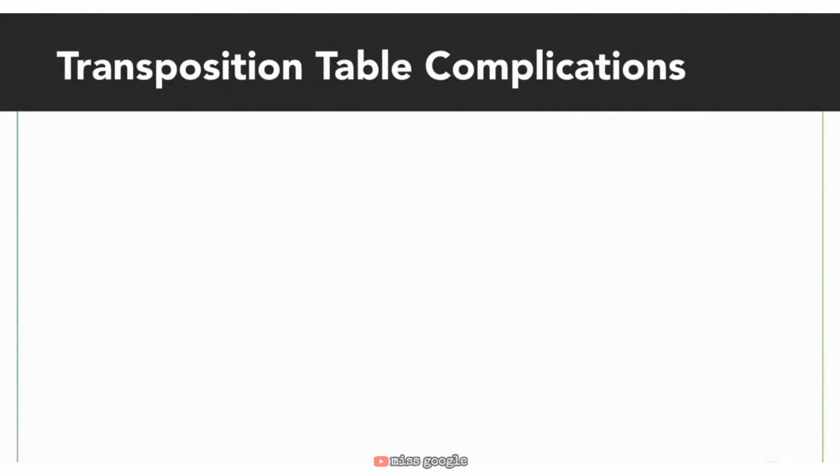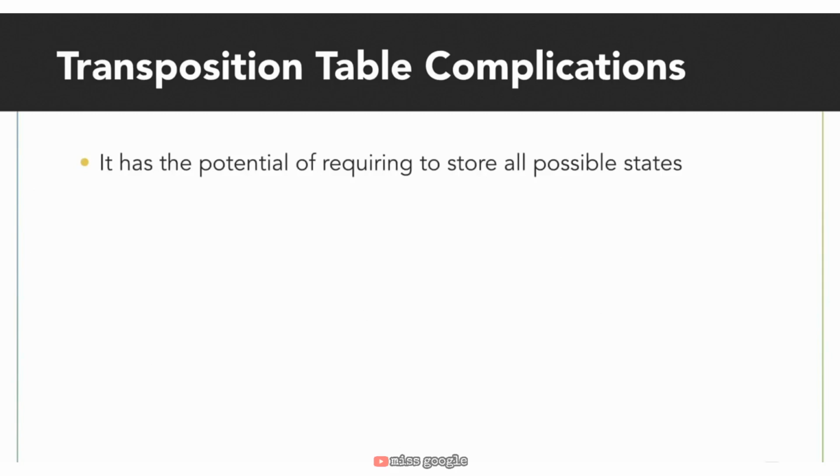The first one being, it has the potential of requiring to store all possible states. So how much memory is that? Well, that's in the order of O of b to the m, the same as the running time. Remember how the running time requires longer than the age of the universe? Well, this storage would require more entries than there are atoms in the universe.